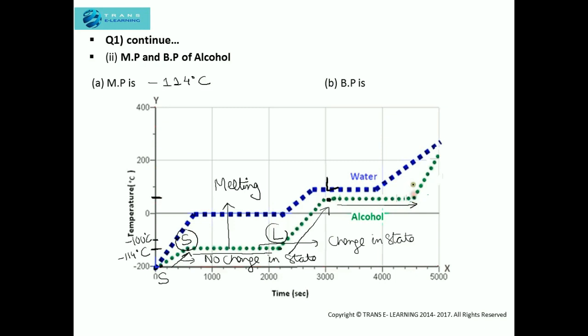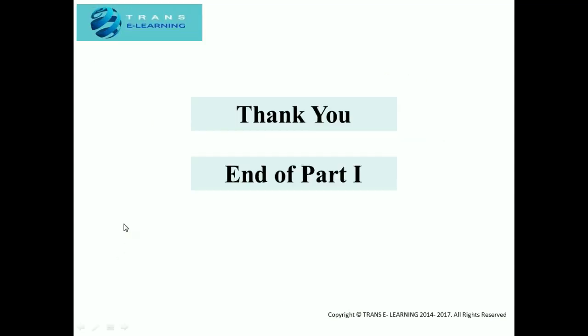So at this point we'll be having the gaseous alcohol, and the process of changing from the liquid state to the gaseous state is known as boiling, or what we can say vaporization. So this point on the graph represents the boiling point of alcohol. This is the midpoint, so it will be 100 degrees Celsius. So somewhere here we can roughly take 88 degrees Celsius. So the boiling point of alcohol will be 88 degrees Celsius.